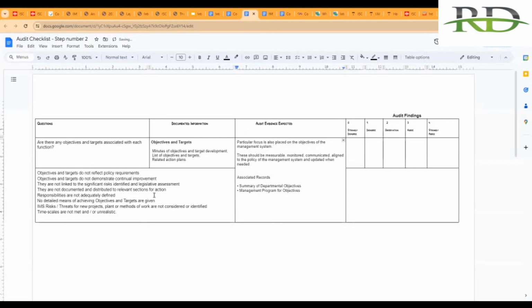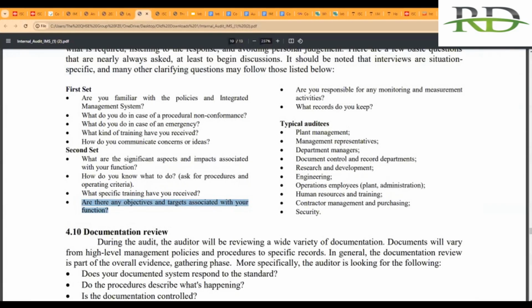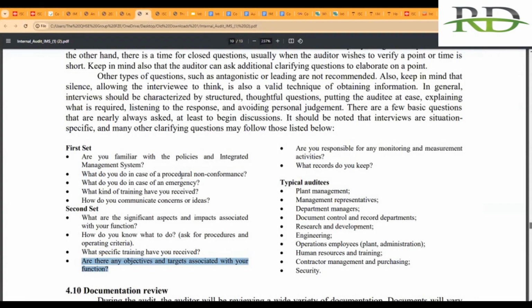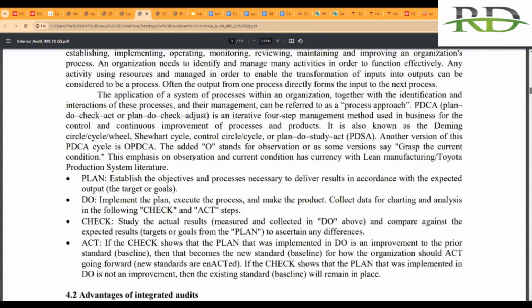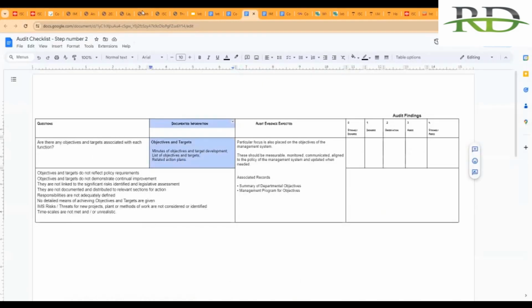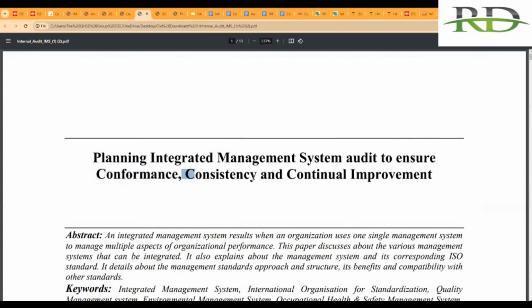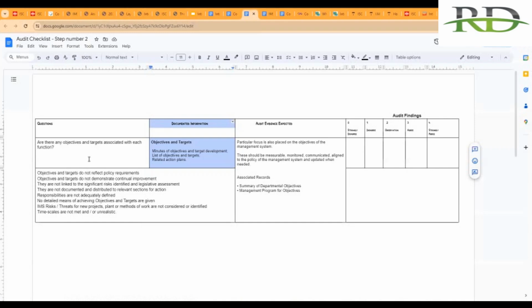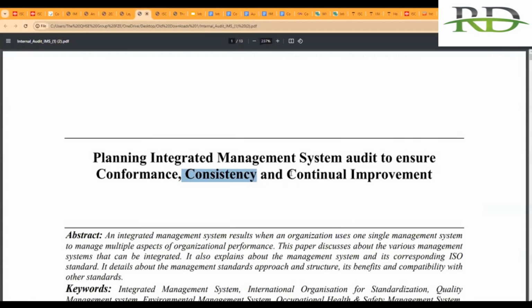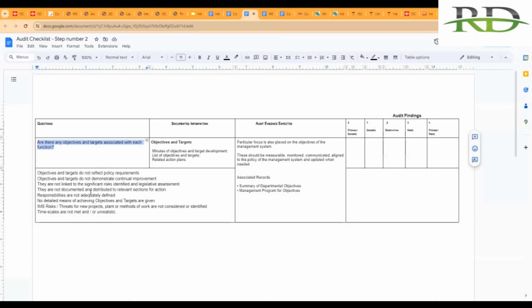So this is now how you prepare an audit checklist, all right? And as we said, when you are going to conduct an audit, what are you doing? You want to gather evidence of conformance, and you're going to gather it right here. You want to gather evidence of consistency, and this is the evidence of consistency. And then you also want to gather evidence of continual improvement, which is this section right here in these red flags.